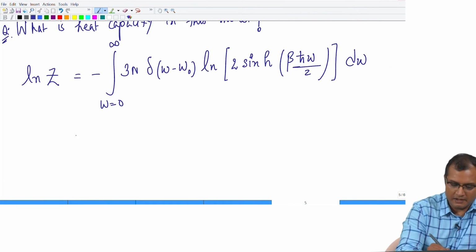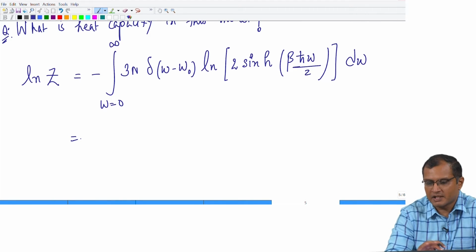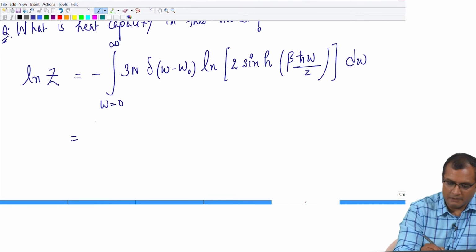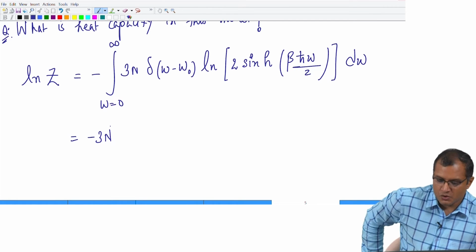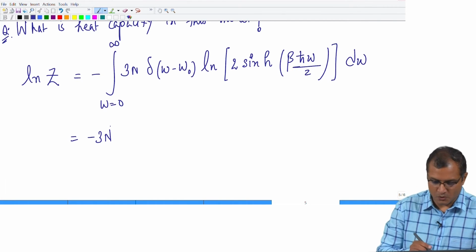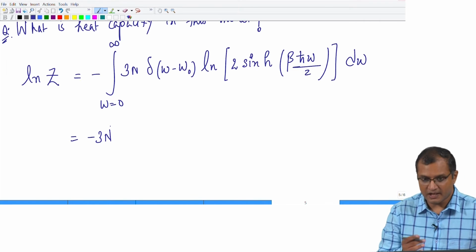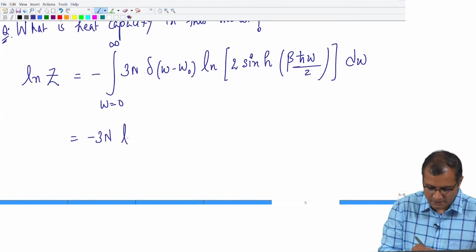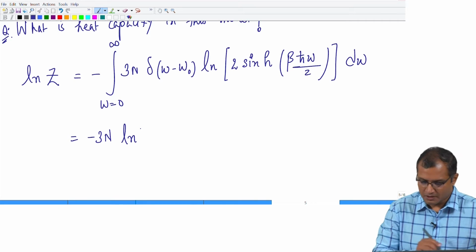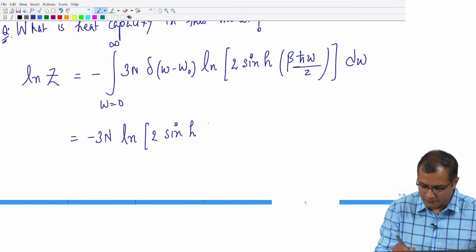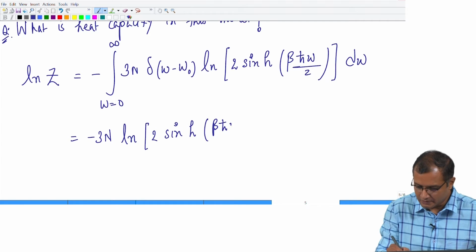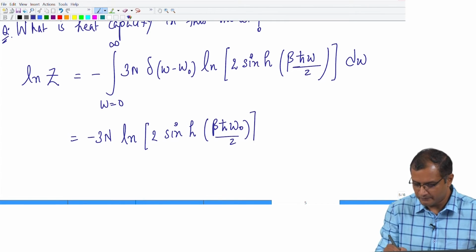Now, you can see that by the property of the delta distribution, the entire integral picks up the contribution from the function where the delta function has its source. The source is at omega 0. So the entire integrand comes from that source, and it becomes ln of 2 sinh of beta h cut omega 0 by 2.